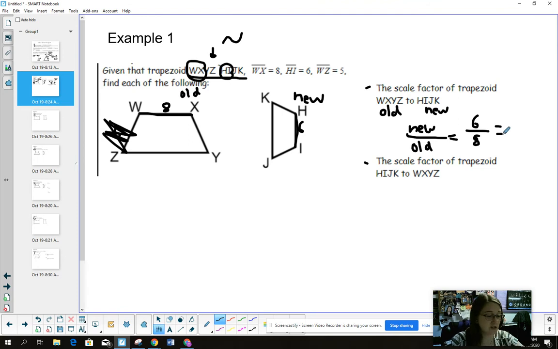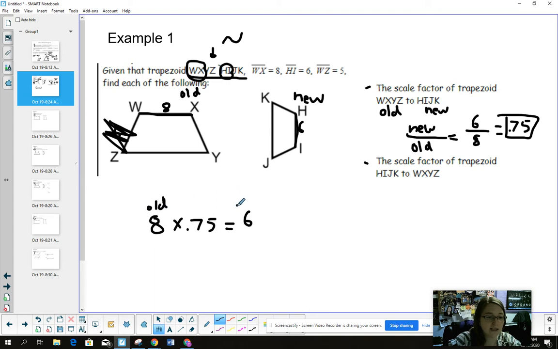We can leave it like this, or we can get it as a decimal. I believe that's how they want it in your homework. So 6 divided by 8 is 0.75. That's our scale factor. What that means is to get from the old to the new, I would take all of my sides and multiply by 0.75. Again, this means that my old times 0.75 gives me my new. This was the old 8. This gives me the new of 6.